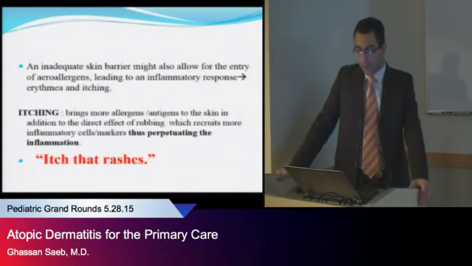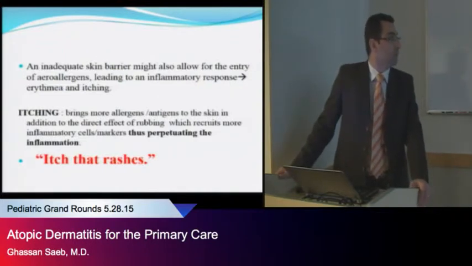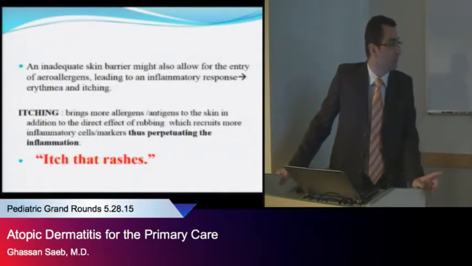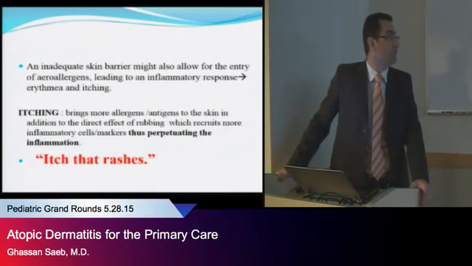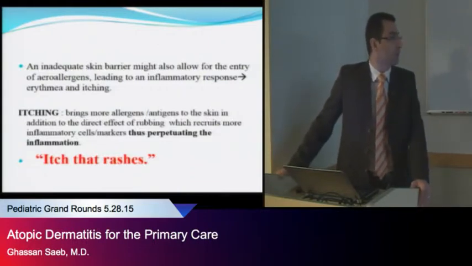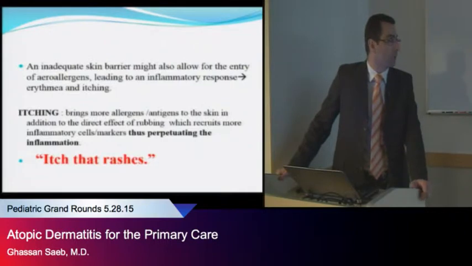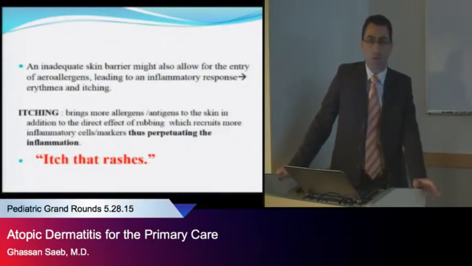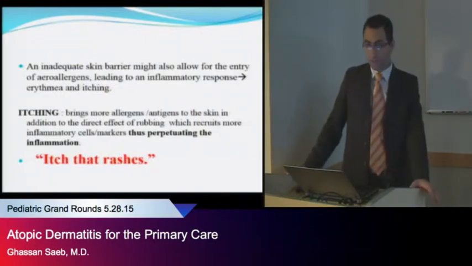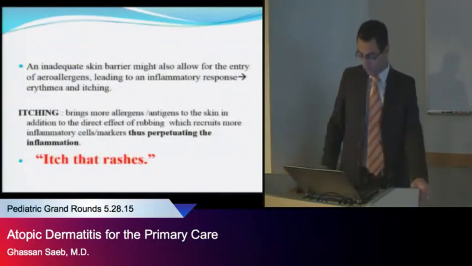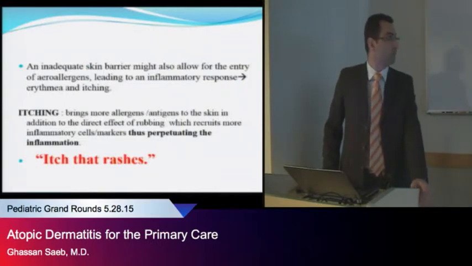An inadequate skin barrier might also allow for the entry of aeroallergens, leading to an inflammatory response and more erythema and itching. And I want to emphasize itching. Itching brings more allergen antigen to the skin, in addition to the direct effect of rubbing, which recruits more inflammatory cells and markers, and thus perpetuates the inflammation. They call this disease the itch that rashes. So itch has a very important role in the pathogenesis of the problem.